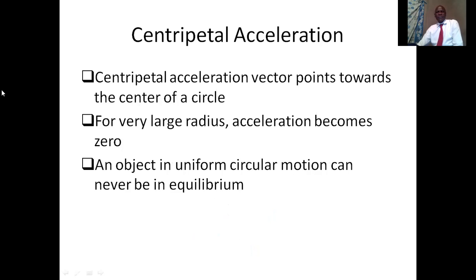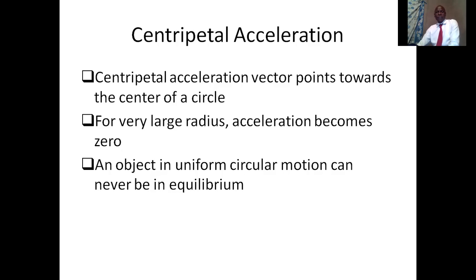An object moving around the circle experiences acceleration, and its acceleration vector points towards the center of the circle. For a very large radius, acceleration becomes zero because velocity becomes constant. If the radius is very, very large, the acceleration goes towards zero. And so acceleration becomes zero because there will be constant velocity.